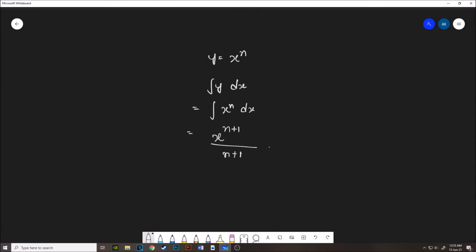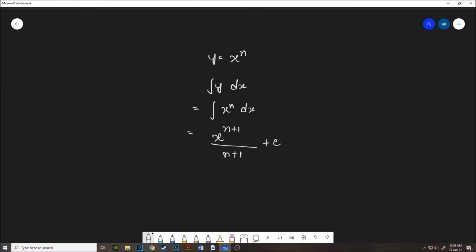And after integration, if this is an indefinite integration, we will talk about definite and indefinite integration later. Basically, indefinite integration is something which does not have limits on top and bottom. So for an indefinite integration, you have to add a constant to the integral. So this is the basic rule.